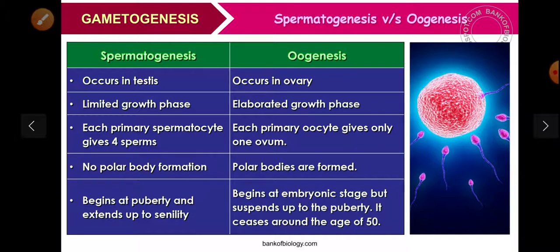No polar body formation in spermatogenesis; polar bodies are formed in oogenesis. Spermatogenesis begins at puberty and extends up to senility. Oogenesis begins in the embryonic stage but is suspended up to puberty. It ceases around the age of 50.